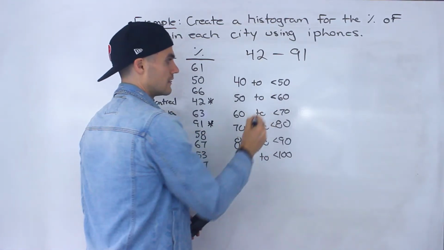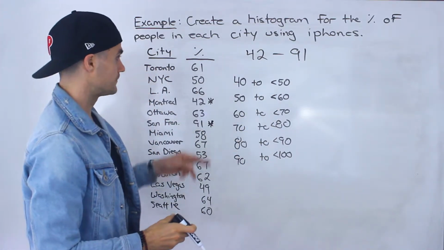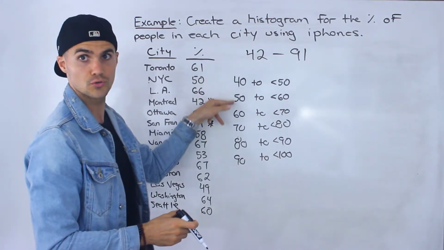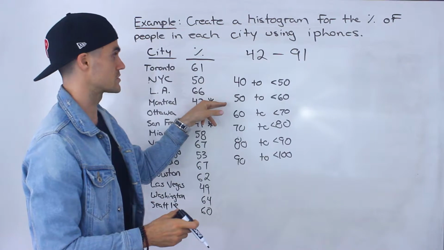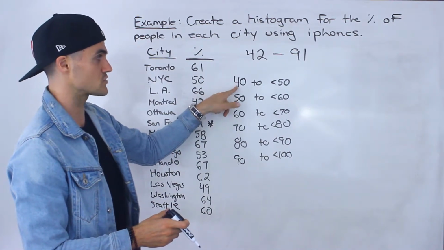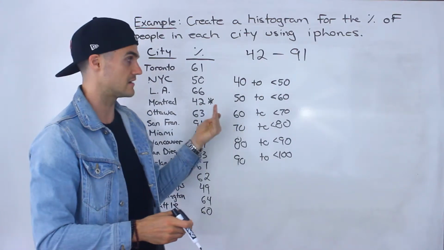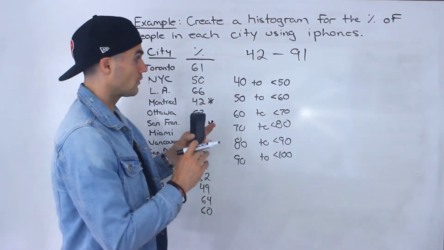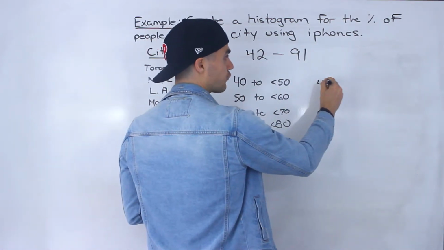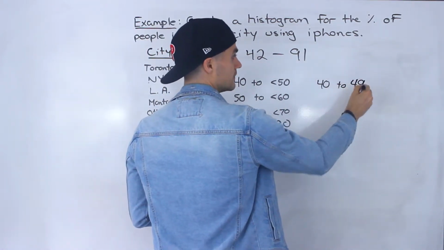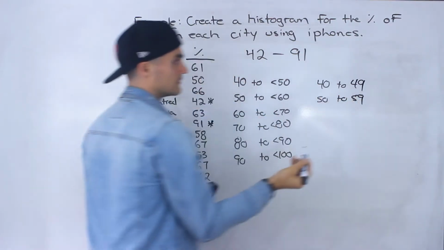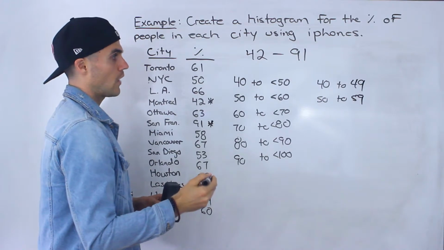And then there's never going to be an individual that falls into multiple intervals. So this 50 here would go here, because notice this interval is 40 to any numbers that are less than 50. Now another thing you can't do, a common mistake, you can't do like 40 to 49 and then 50 to 59, for example. Why?